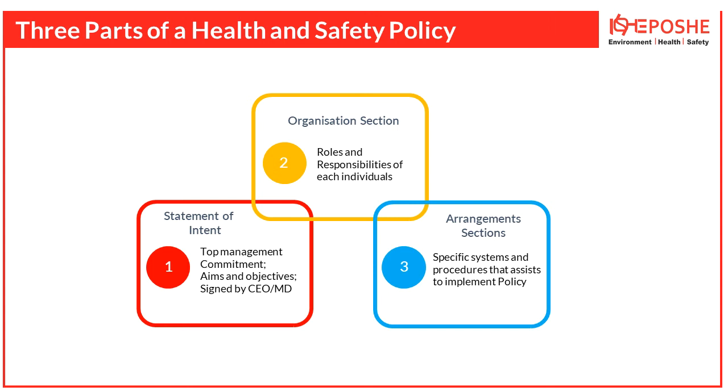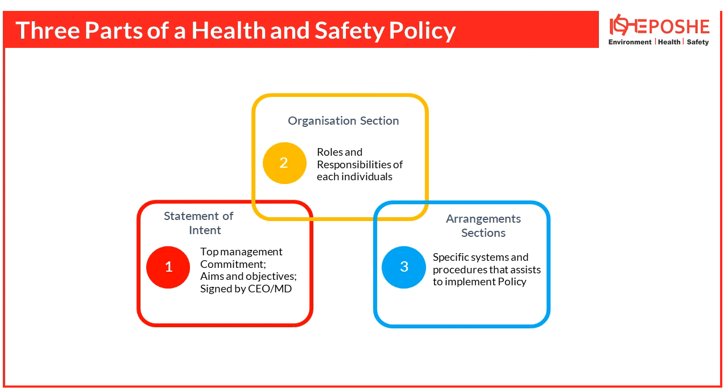The statement of intent must be signed and dated by the senior-most person in the organization, for example, CEO or managing director, because it shows leadership commitment. It also gives authority to the policy. Overall health and safety responsibilities lie with the top management. The date indicates the frequency to review the policy.